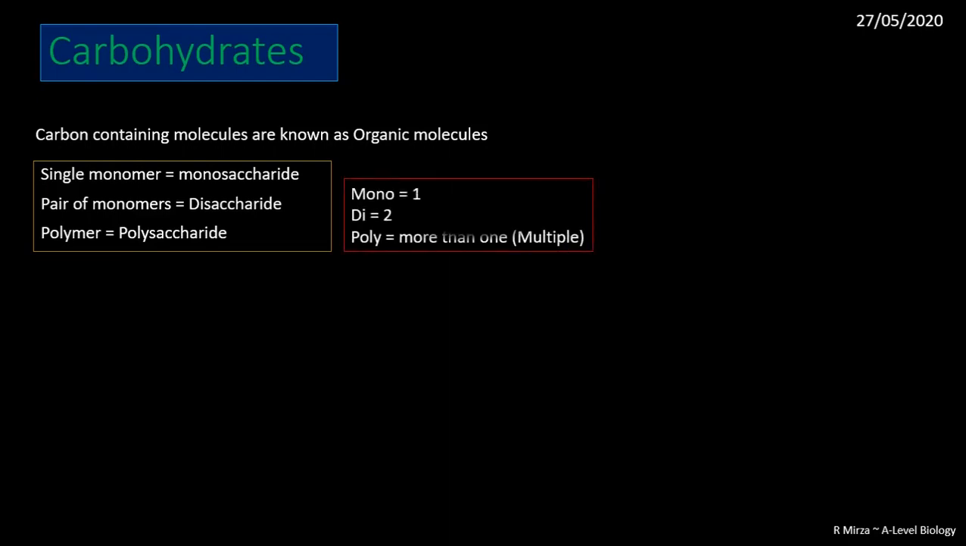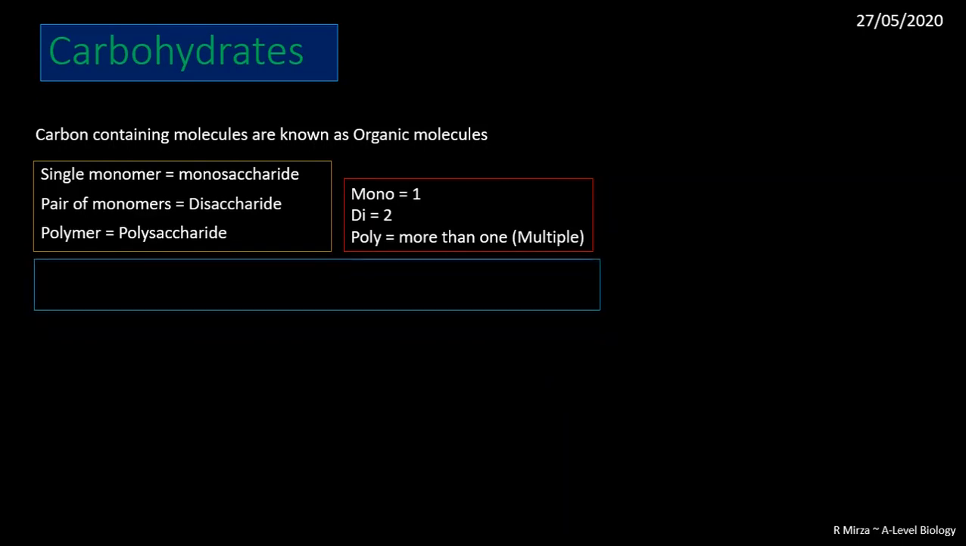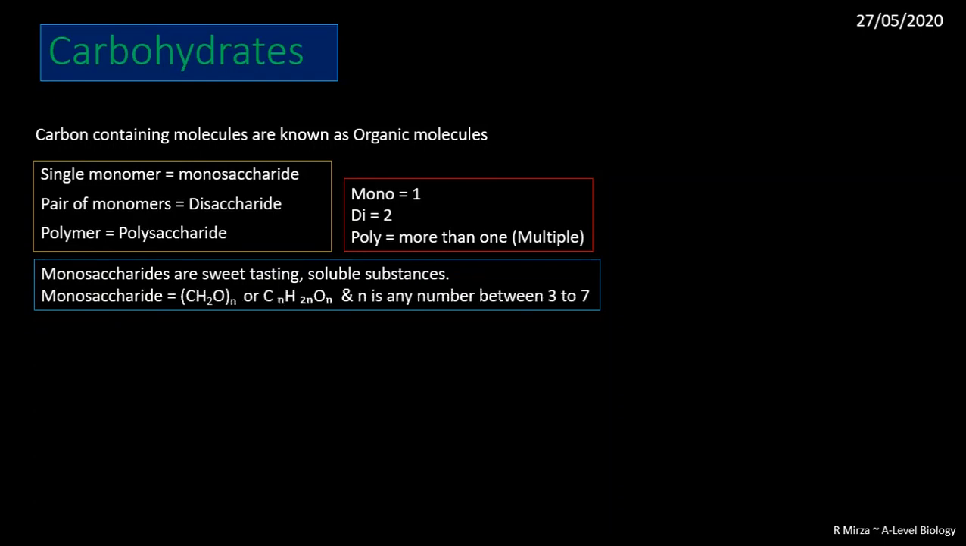Let's learn about monosaccharides in a bit more detail. Monosaccharides are sweet-tasting soluble monomers which have the formula (CH2O)n, where n can be any number between 3 to 7. An example is a glucose molecule, which has the formula C6H12O6.